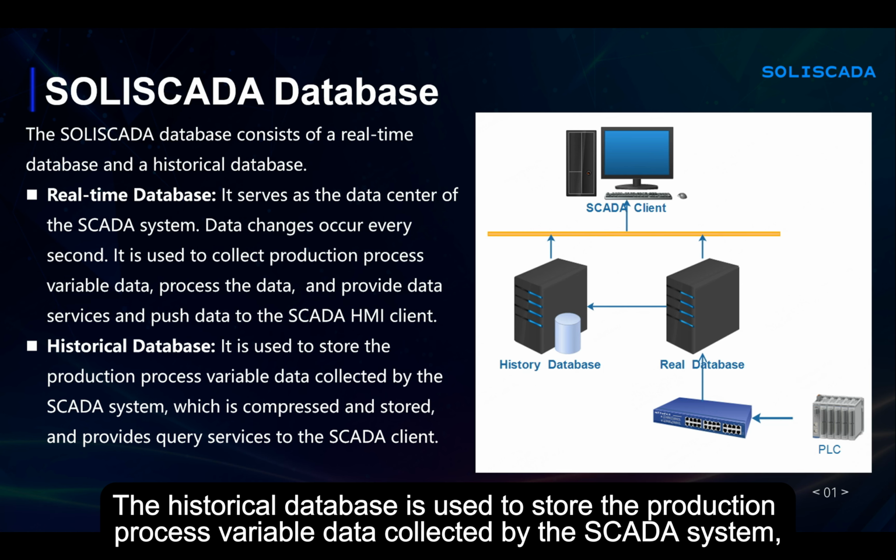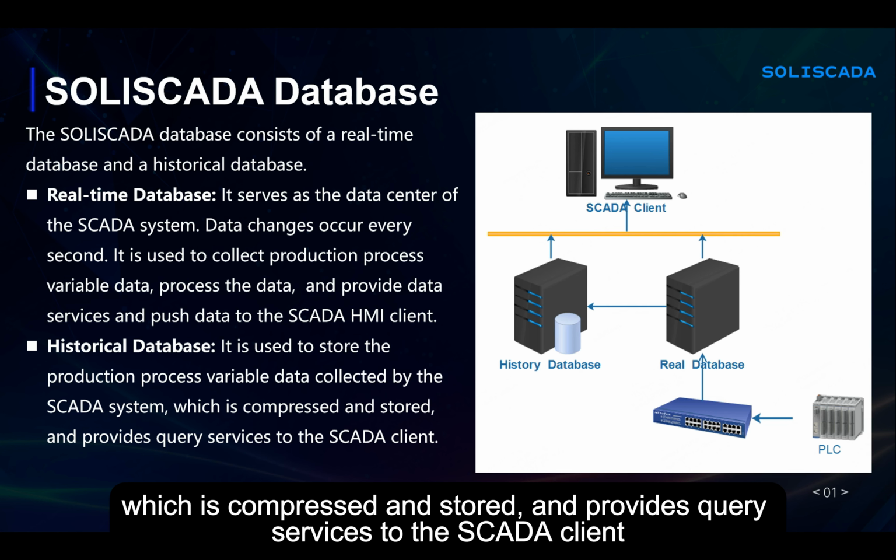The historical database is used to store the production process variable data collected by the SCADA system, which is compressed and stored, and provides query services to the SCADA client.